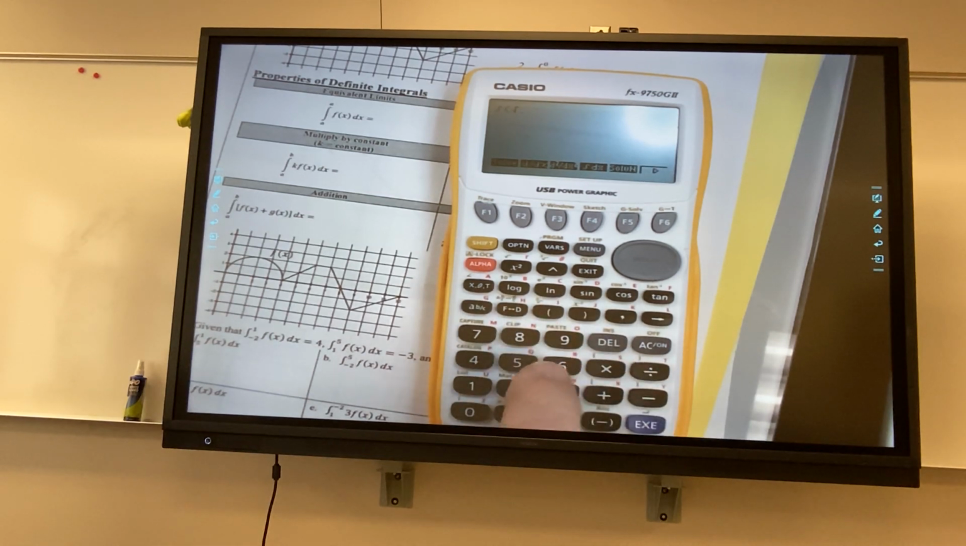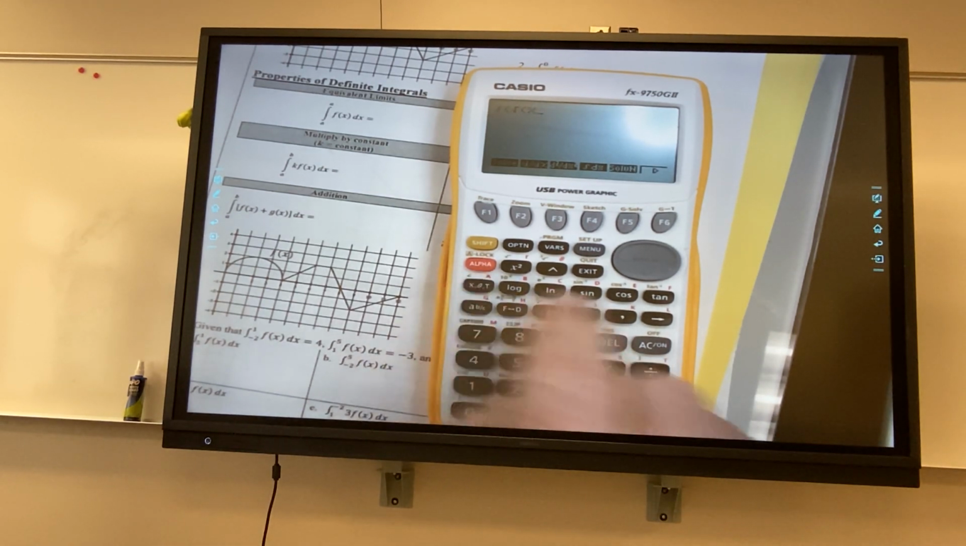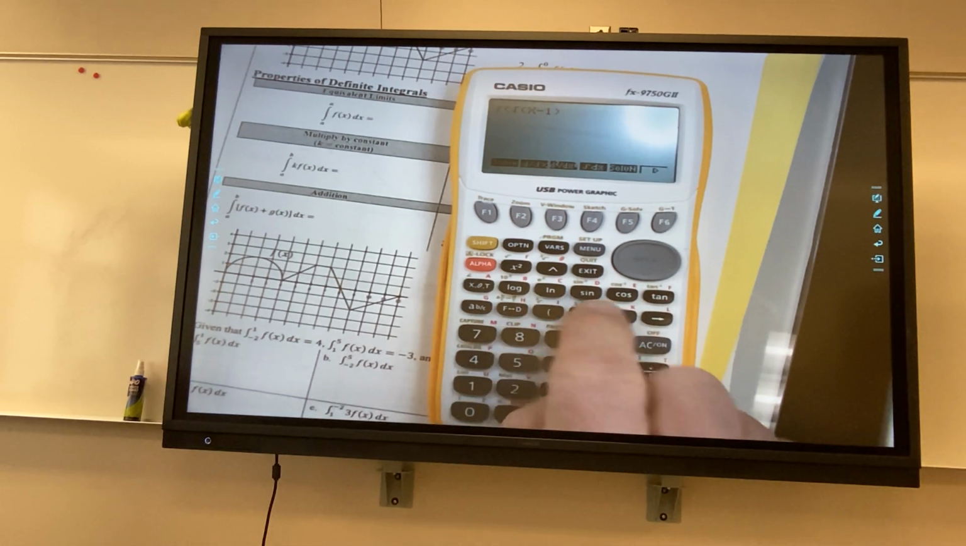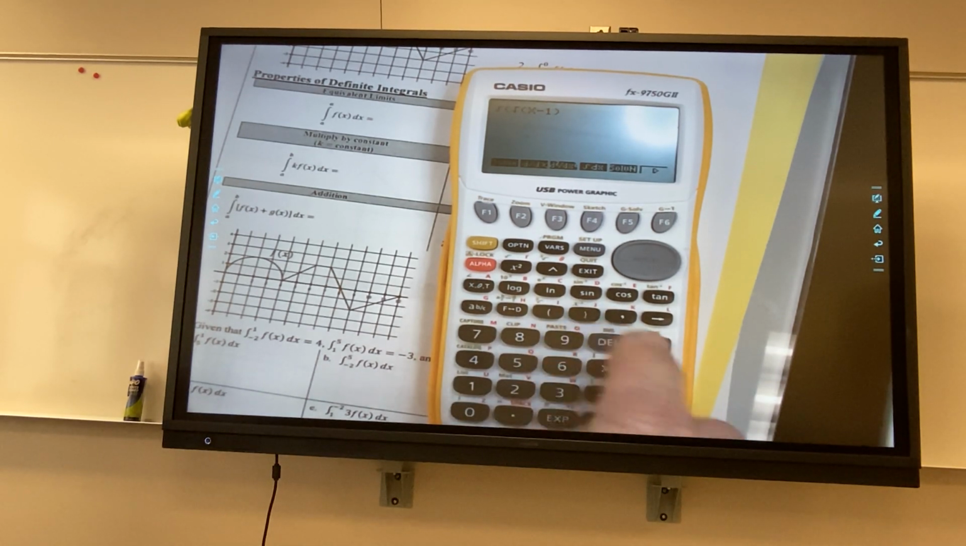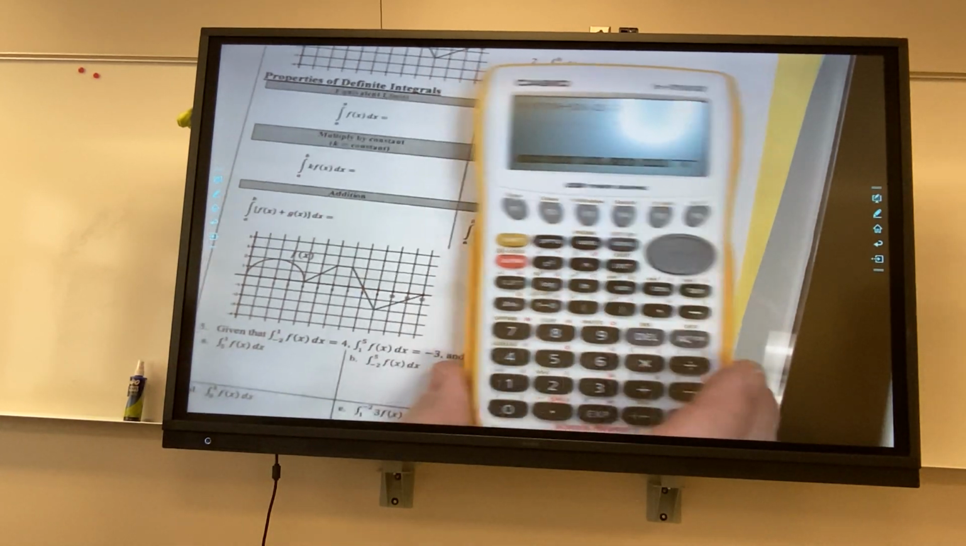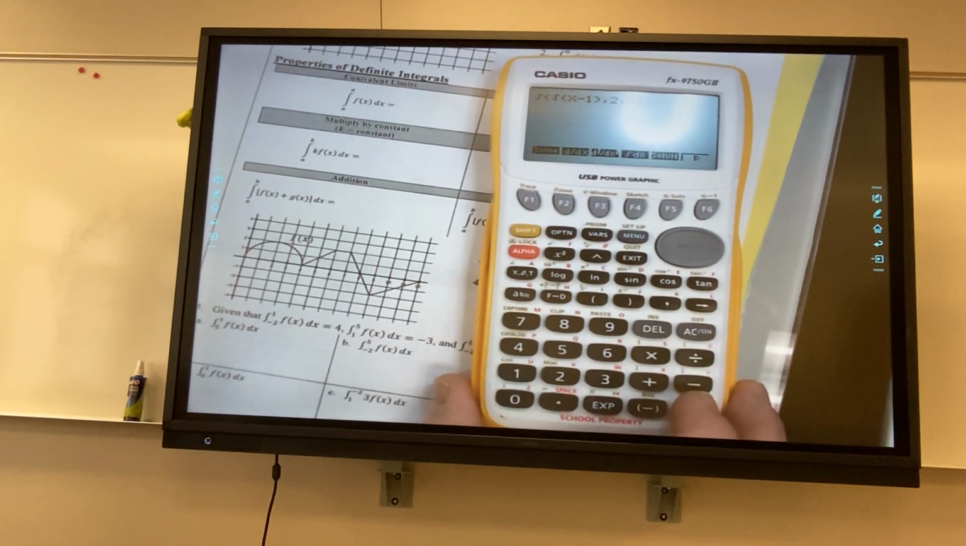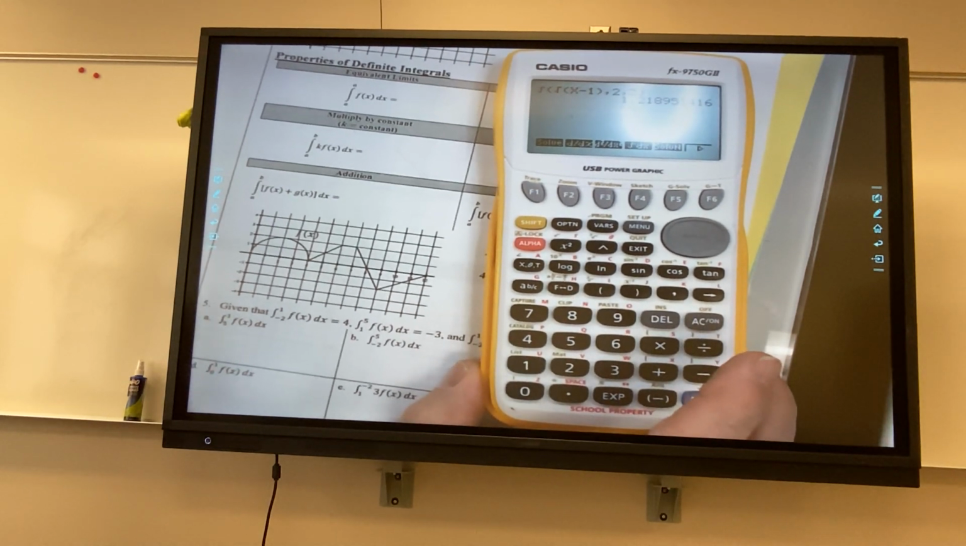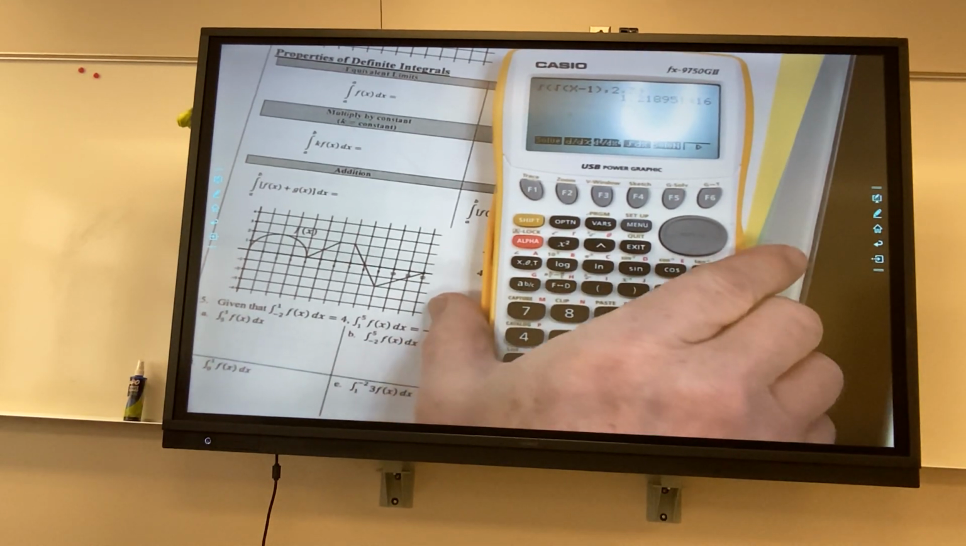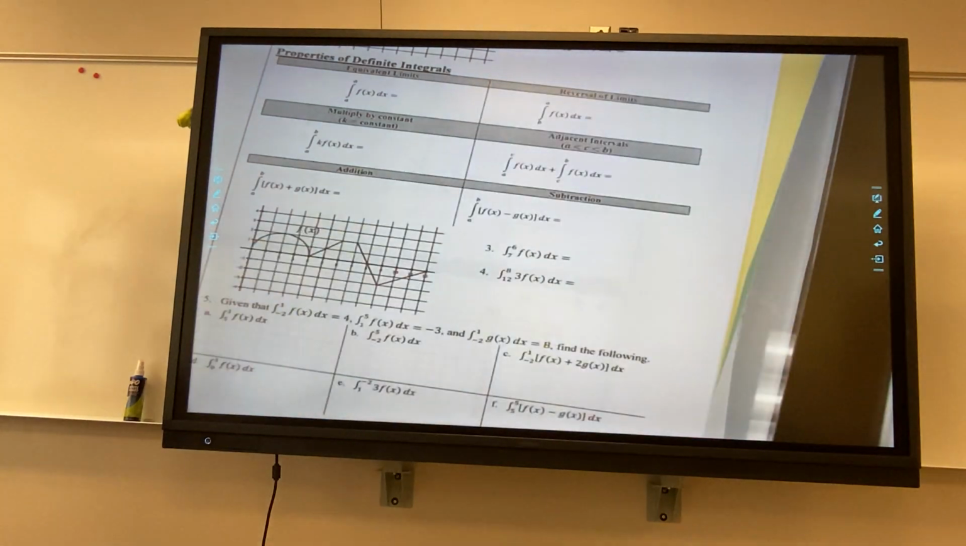x minus 1, I'm gonna put in parentheses. And then you just gotta put a comma, and you just put the lower, and then you just put in the upper. You don't have to put an X like TI people do. And so when you do that, you should get the same answer. Okay, so it's under option. I think I get it now.